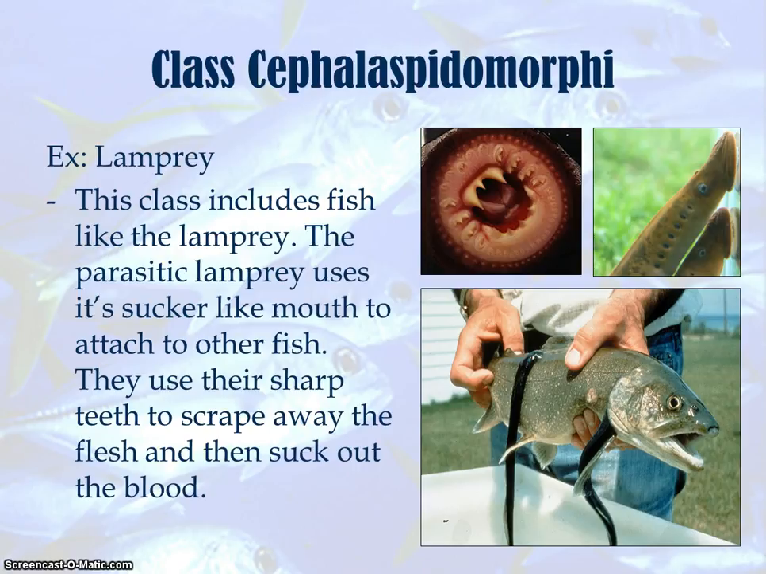A lamprey is a part of the Cephalaspidomorphi class. Here are some pictures of what a lamprey looks like. It also has teeth, almost like vampire type teeth. Your lampreys are parasitic, almost like large leeches that can be found in aquatic environments, and they use those teeth to scrape away at the scales and the flesh, and they're also considered blood drinkers.